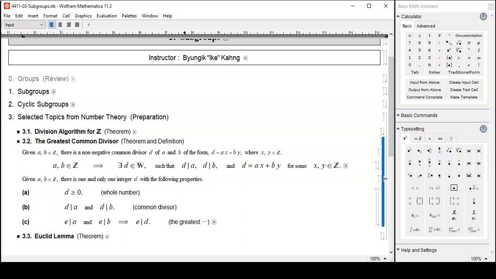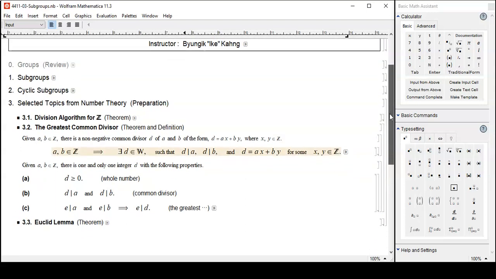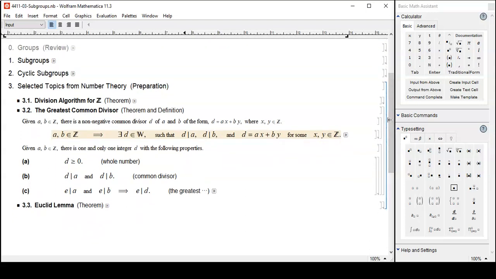Previously, we went through the existence of GCD. Given a pair of integers a and b, there exists a certain whole number d, in other words, a non-negative integer d, such that it's a common divisor of a and b, in other words, d divides a and also d divides b. And finally, it can be written as a linear combination, ax plus by form, where x and y are integers.